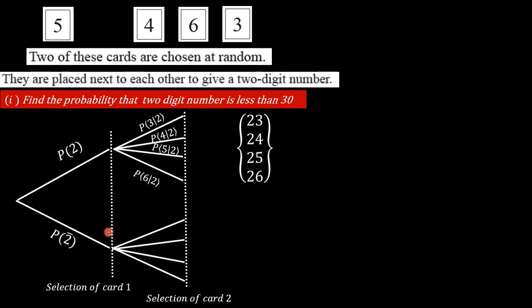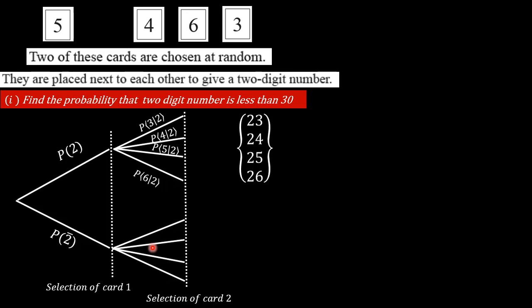Similarly students, on the first selection we can have a number 5. So we can have 4 different cards with 5 as well: 52, 55, 54, 56, 53. Similarly students, for each card we are having 4 different outcomes in the next trial. So total possible outcomes are 20.